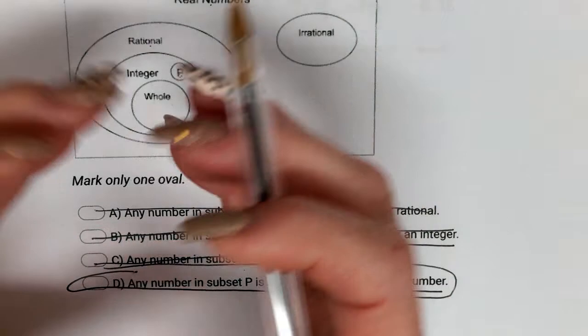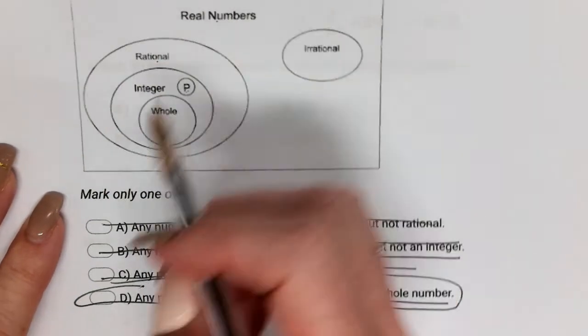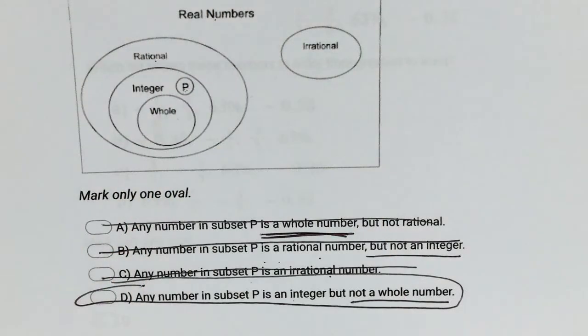So remember that the smaller it gets, the more specific. So if it's here, it's all of them. If it's here, it's only these 3. If it's here, it's only those 2. Okay?